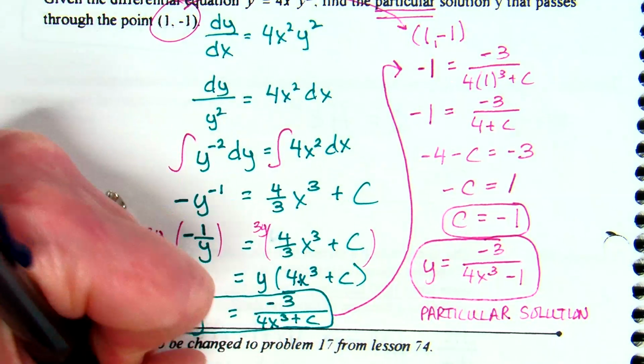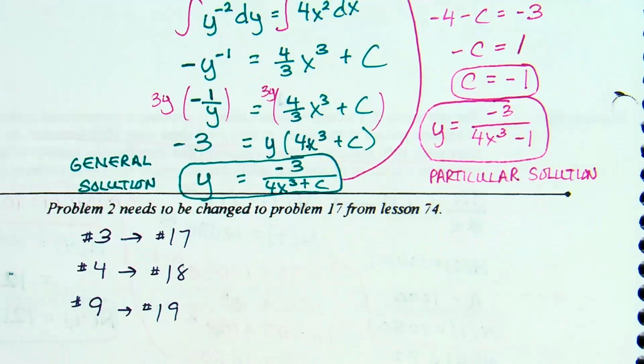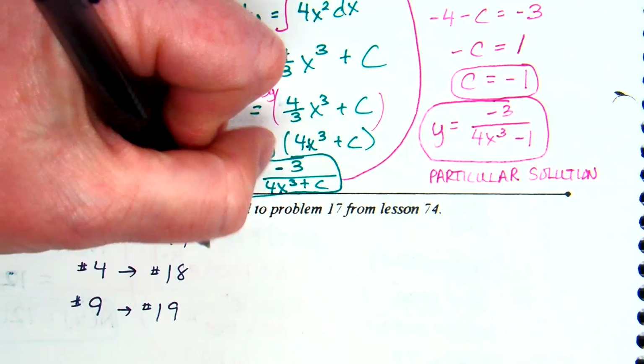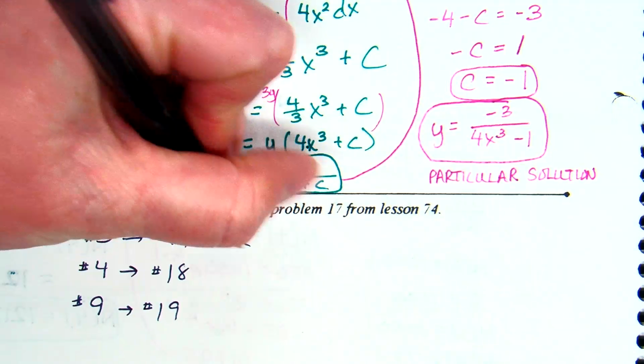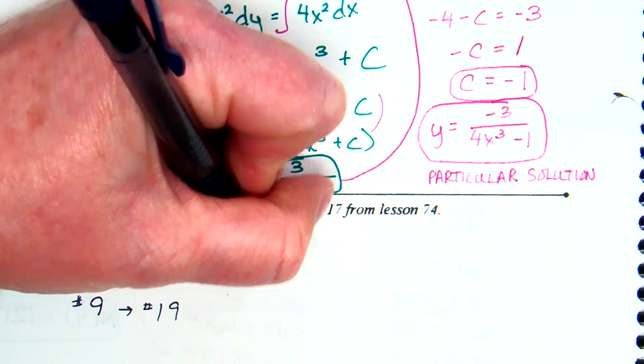Okay. Besides 2 needing change because it was from less than 74, 3, 4, and 9 are all from 87. So they're going to 17, 18, 19. I said 78. I meant 87. From 87, because they are all from the lesson we skipped yesterday.